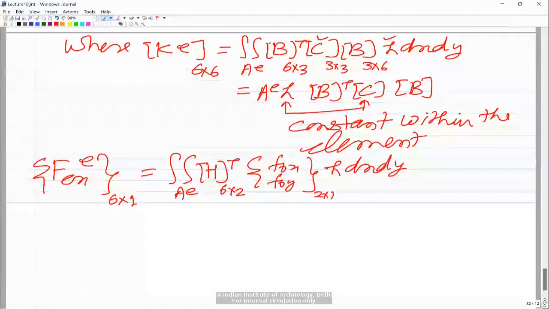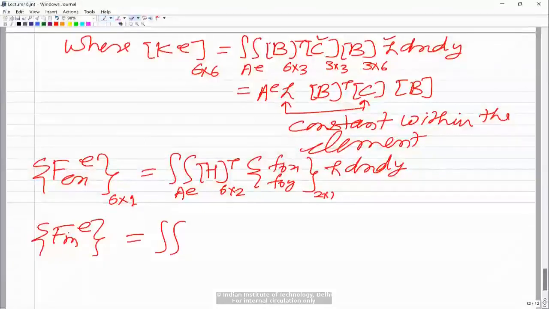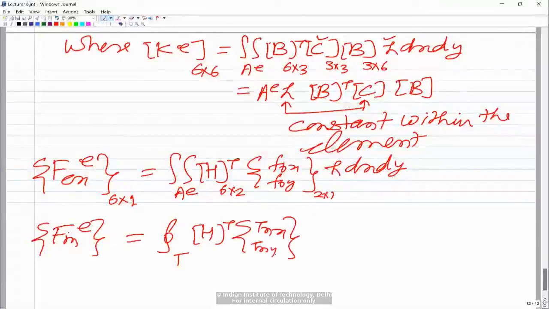And similarly, F internal for the element will be equal to integration, a boundary integral, that is integration along the boundary. We will have again H transpose into TX and TY, and then ds. Again, you see this is 6 by 2 in transpose, and this is 2 by 1. Therefore, this is going to be a 6 by 1 vector. So this is what you have: the element level governing equation for the three-noded triangular element, plane stress, plane strain element.